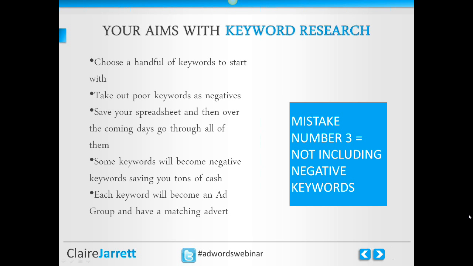Now the key here is each keyword will become an ad group and then have a matching advert. Bearing in mind that earlier I showed you that the idea is that your keyword should appear in the heading in bold. The only way of doing that is by making each of those keywords its own ad group so it's got its own advert.